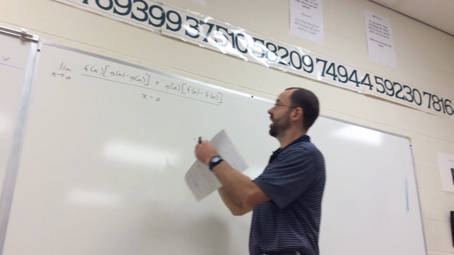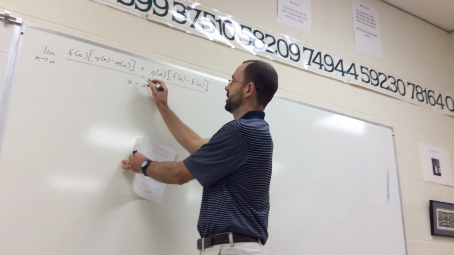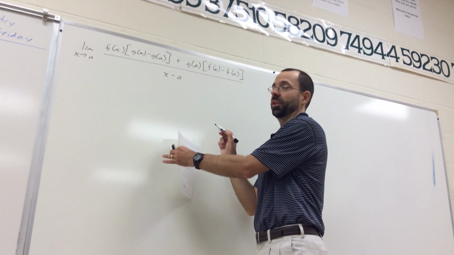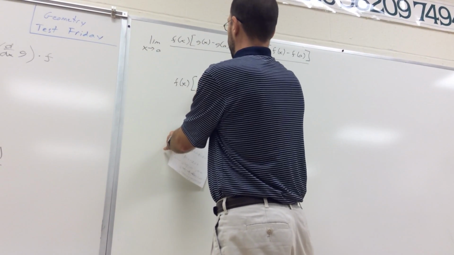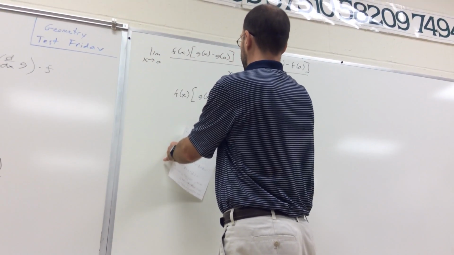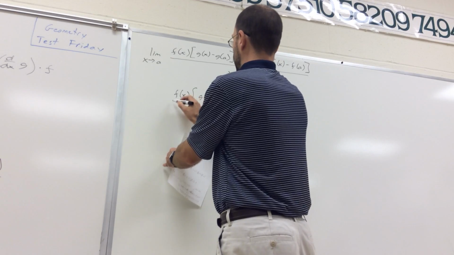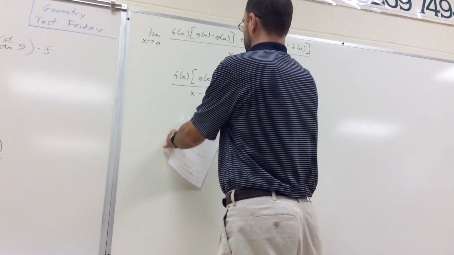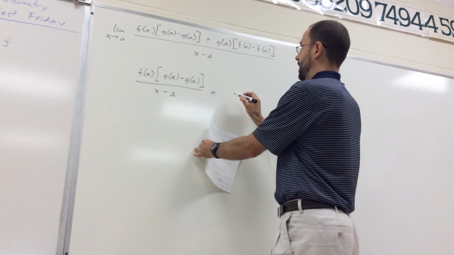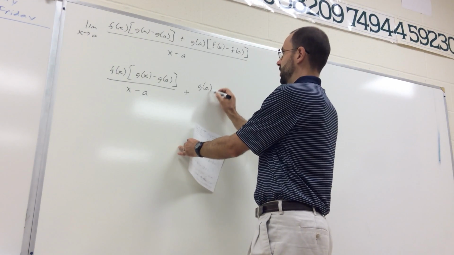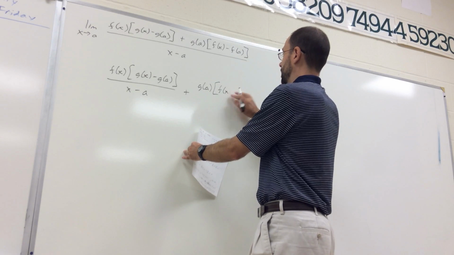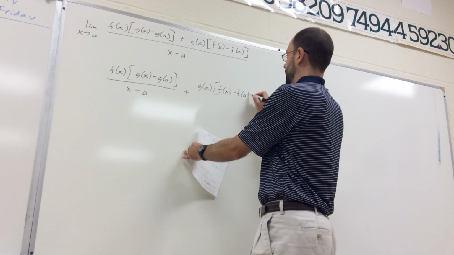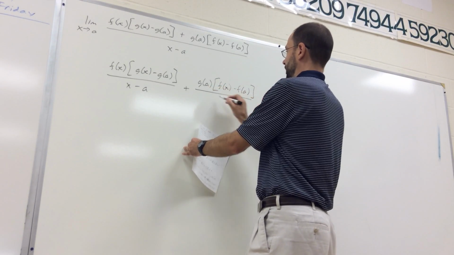Now when you have two things added, divided by something, you can split that up. So this is f of x times g of x minus g of a, all over x minus a, plus g of a times f of x minus f of a, all over x minus a.